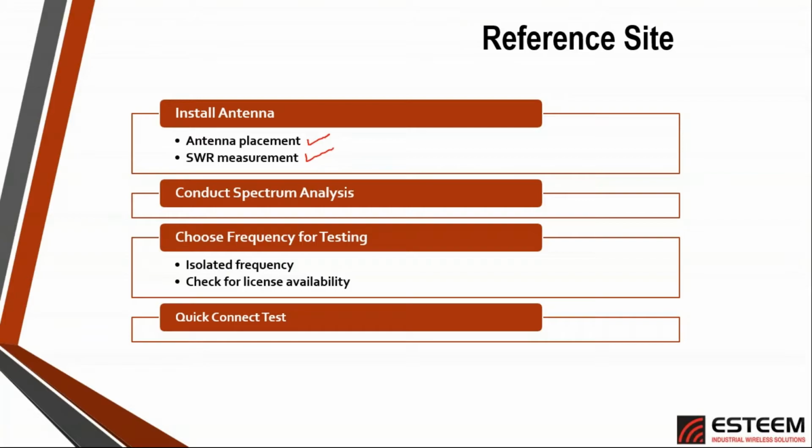For a licensed radio system, when you're actually looking for one that you would go out and apply to the FCC and get the license for, you want to make sure that it is absolutely open. There are no other users on there. And when selecting a frequency of operation, you want the one that is most isolated, the one that is the clearest in that area.